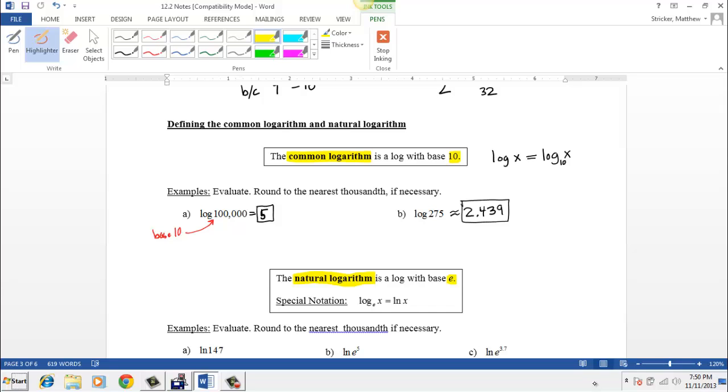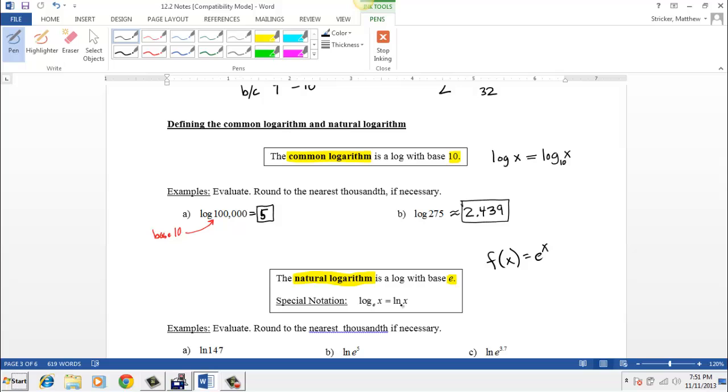Well, since e to some power is commonly used in different applications, it would make sense that we could have an inverse function for e to the x. The inverse function would be log base e of x, which is ln of x. Remember, I want to go back to that concept: the inverse function of an exponential function is a log function of the same base.